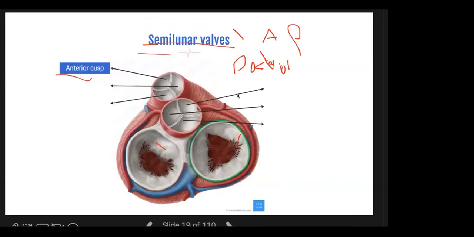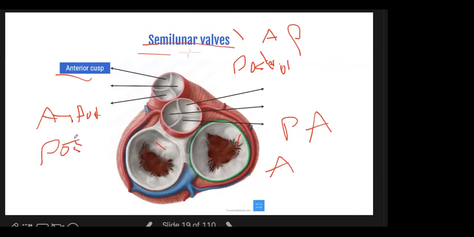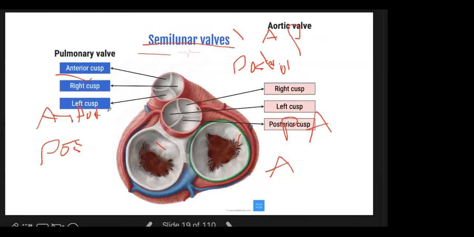Very good. Okay, so how do I remember it? It's just the position of the pulmonary trunk and the aorta. The pulmonary trunk is anterior in relation to the aorta, so it has an anterior cusp. The aorta is posterior, it's behind the pulmonary trunk, therefore it has a posterior cusp. Very easy to remember. And of course, they both have right and left cusps. And if you can see here in the aorta, that's where the right and left coronary arteries essentially get their blood supply from these cusps.